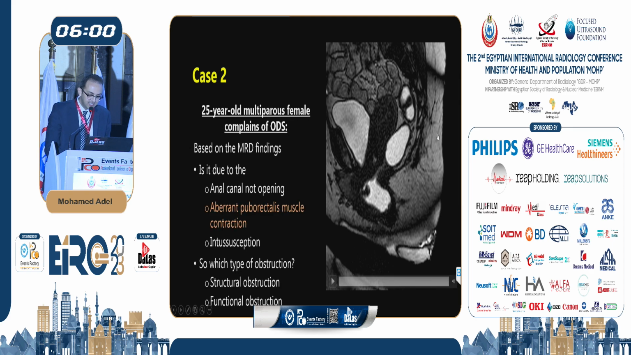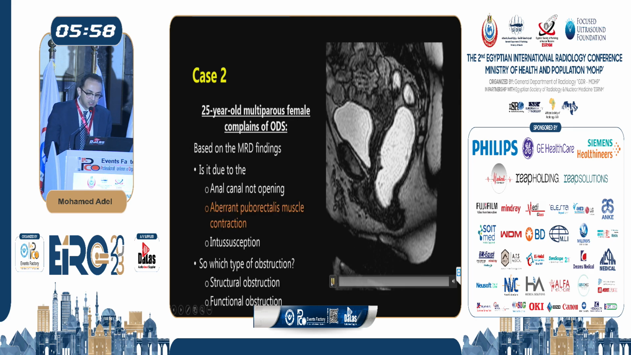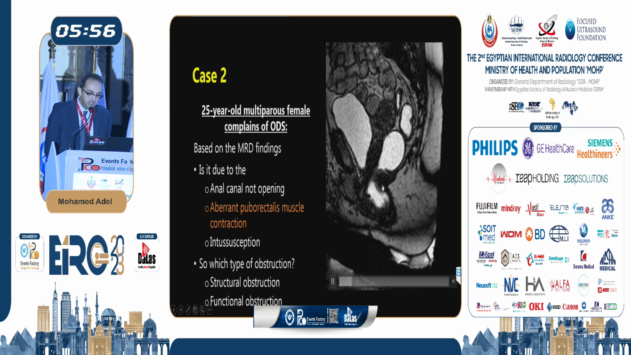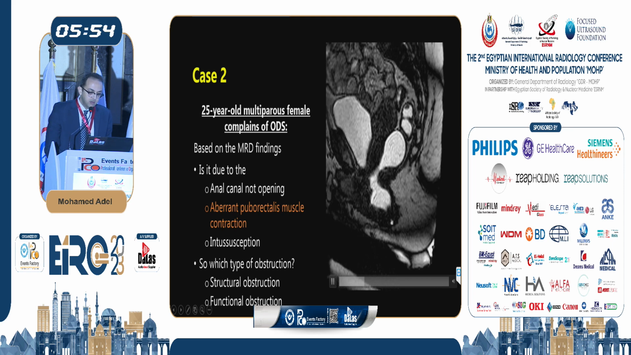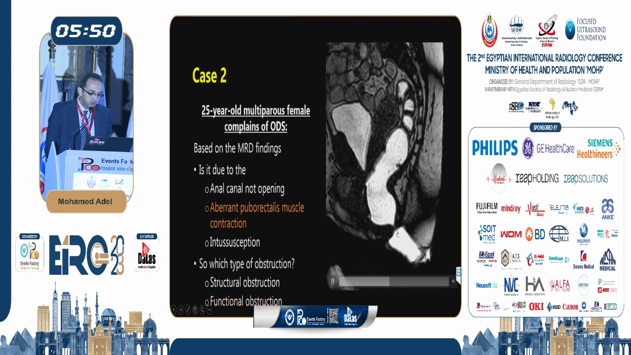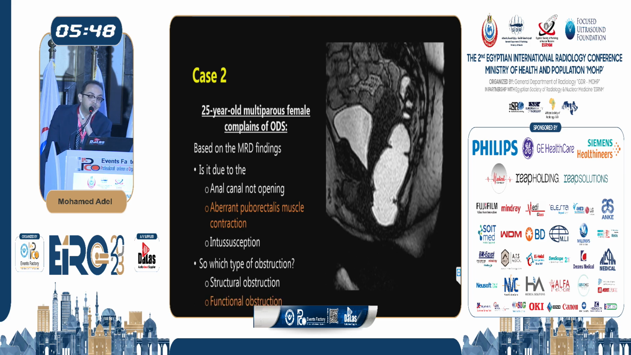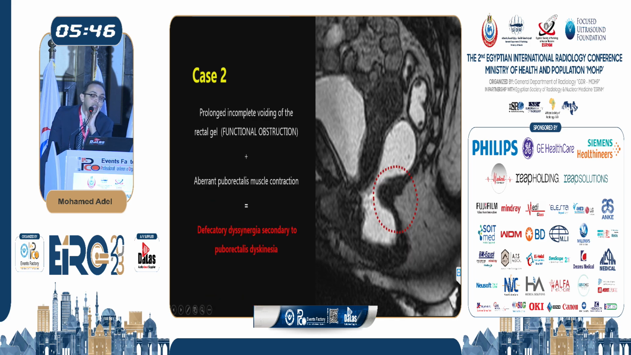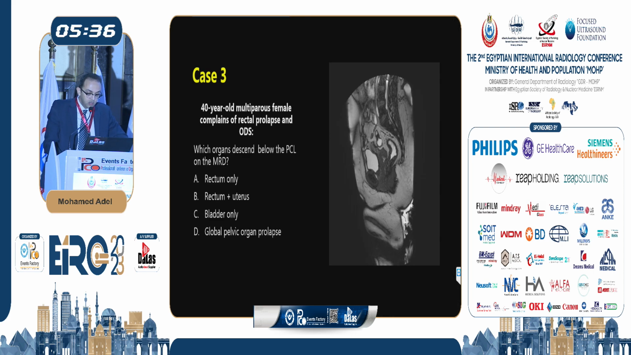So you can see that there is an aberrant puborectalis muscle that keeps contracting over here, and yet the anal canal actually opens at some point, so it's not really a problem within the anal canal. So it's a functional obstruction, and there's a prolonged incomplete voiding of the rectal gel, and there's an aberrant puborectalis muscle contraction. So I would say this is a defecatory dyssynergia secondary to the puborectalis dyskinesia.